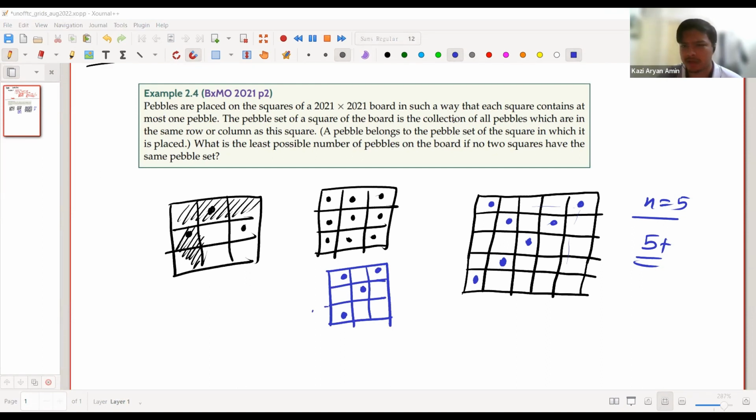Number of pebbles at most 4. Why? Don't understand. No, if you have way too few pebbles, then you will have a lot of squares having the same pebble set, right? If you have, say, as someone suggested, 5 pebbles along the diagonal works. Don't get what.